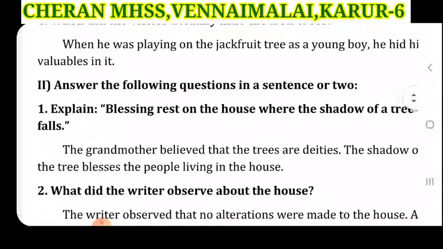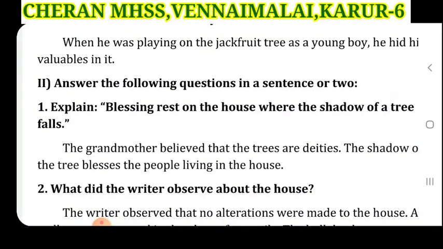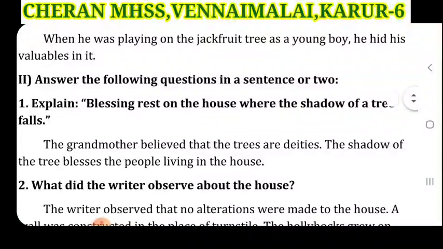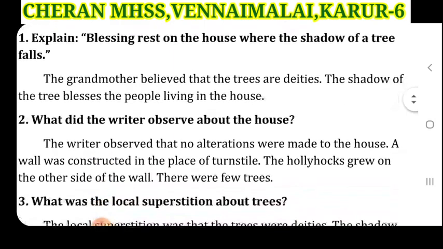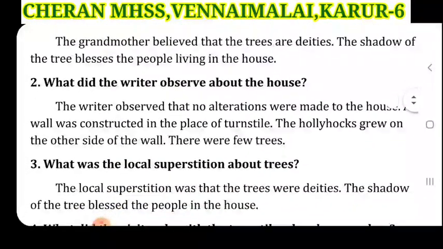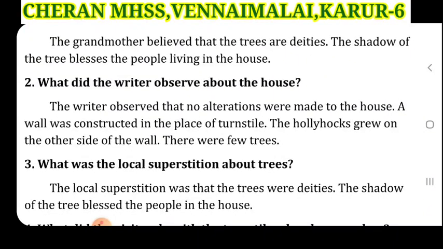Roman letter 2, explain blessing or rest on the house where the shadow of a tree falls. Answer, the grandmother believed that the trees are deities. The shadow of the tree blesses the people living in the house. Second question, what did the writer observe about the house? The writer observed that no alterations were made to the house. A wall was constructed in the place of turnstile. The hollyhocks grew on the other side of the wall.